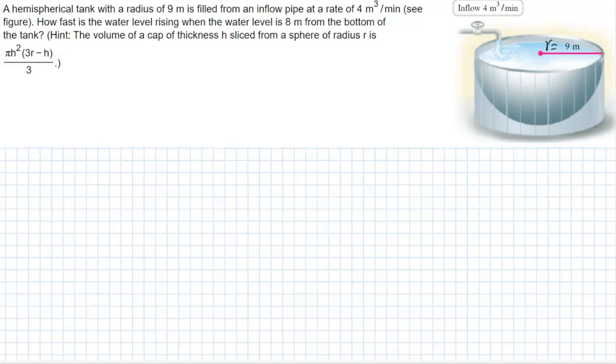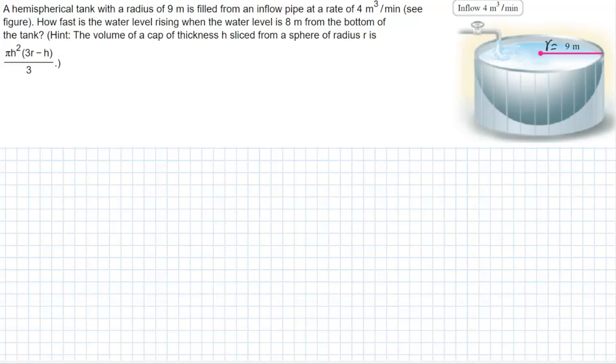When you're looking at related rates problems, you're looking to see which variables change and which variable is a constant. In this case, the radius of the water tank is a constant. It's 9. The tank isn't shrinking or enlarging, right? So the tank is the tank, and the radius is always 9.